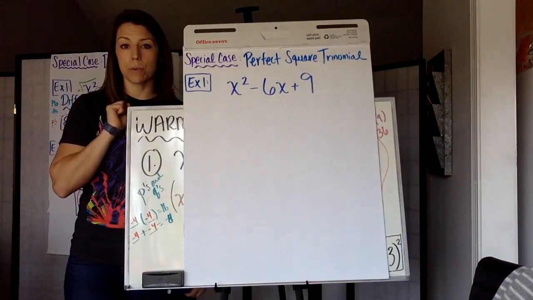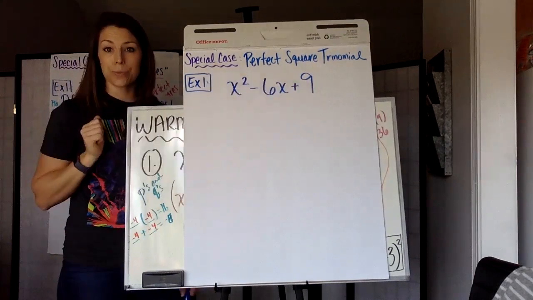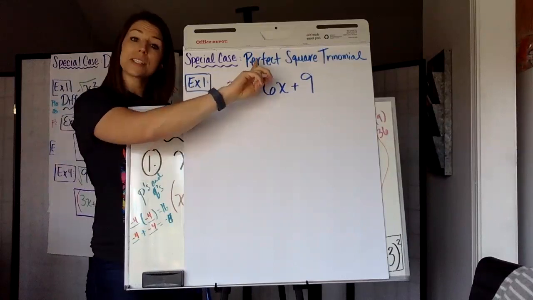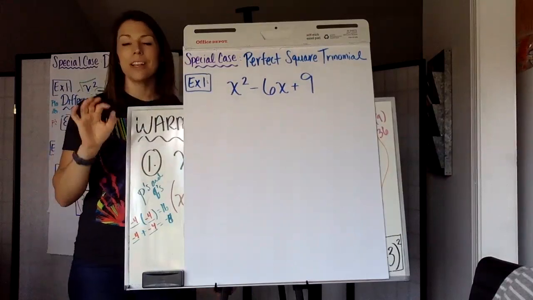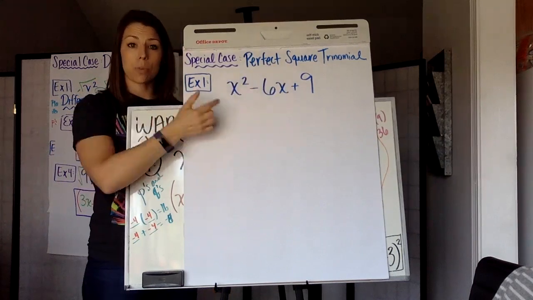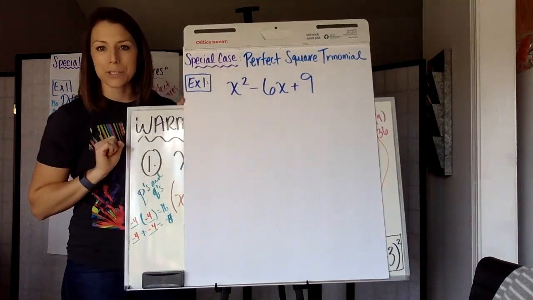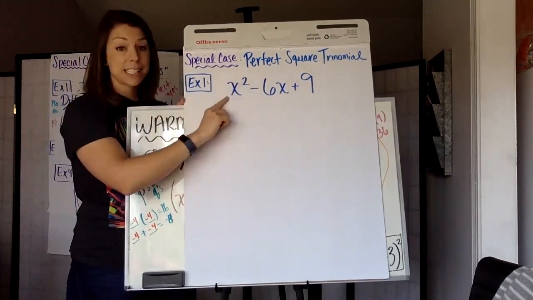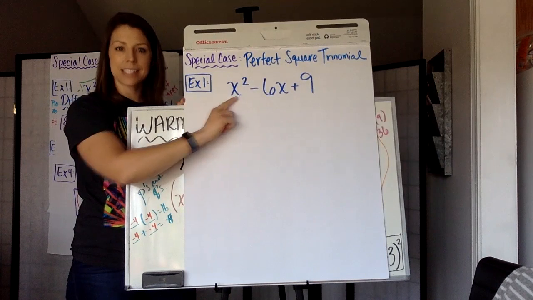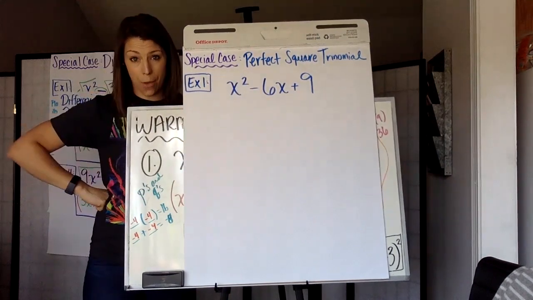The first thing that stands out to me is trinomial. Trinomial means it must have 3 terms. So that's checklist item number 1. Does this have 3 terms? Yes, it does. Now notice it's called a perfect square trinomial. Just like difference of 2 squares, in a perfect square trinomial the first term and the last term must be perfect squares. In other words, is x squared a perfect square? Yes. Is 9 a perfect square? Yes.